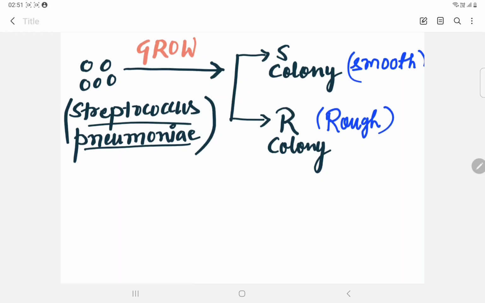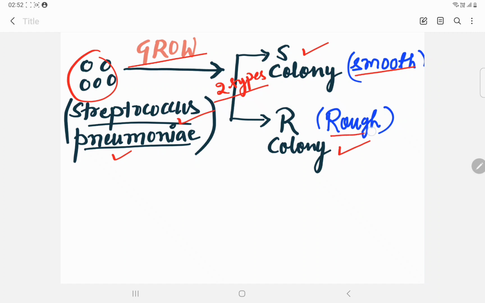Here he had cultured the bacteria Streptococcus pneumoniae, which causes pneumonia in mammals. He cultured these bacteria on a culture medium and observed two types of colonies. One colony was named as S colony and another colony was named as R colony. The name given to these colonies is because of their texture. S colony is smooth in texture and R colony is rough in texture.